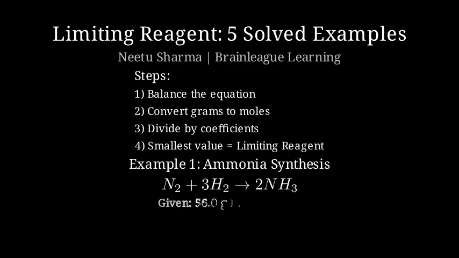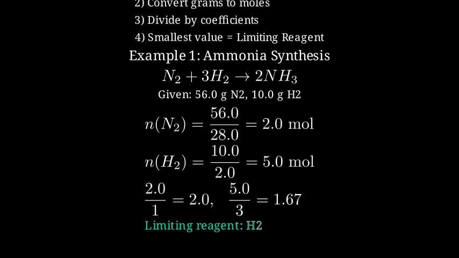Example 1. Synthesis of ammonia. The balanced equation is nitrogen plus 3 hydrogen makes 2 ammonia. We are given 56 grams of nitrogen and 10 grams of hydrogen. Convert to moles. Nitrogen. 56 over 28 gives 2 moles. Hydrogen. 10 over 2 gives 5 moles.